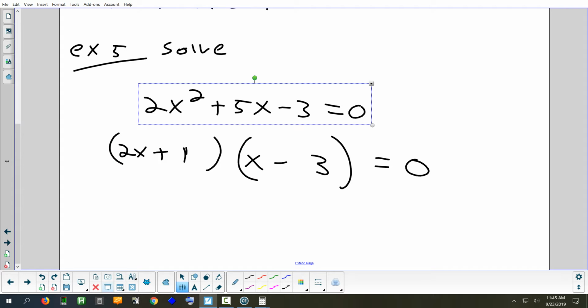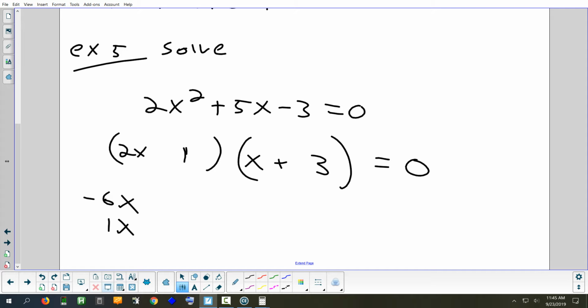2x times x, is that 2x squared? Yes. 2x times negative 3, that's a negative 6. 1 times x is plus 1. Is that what I wanted? No, it's close. It's negative 5. I wanted positive 5. So what's the fix? Switch the signs. Don't switch the numbers. If you switch the numbers, then you're going to mess up the number. The sign was messed up, so switch the signs. Okay, now we get 2 times 3 is 6, negative x. Good.